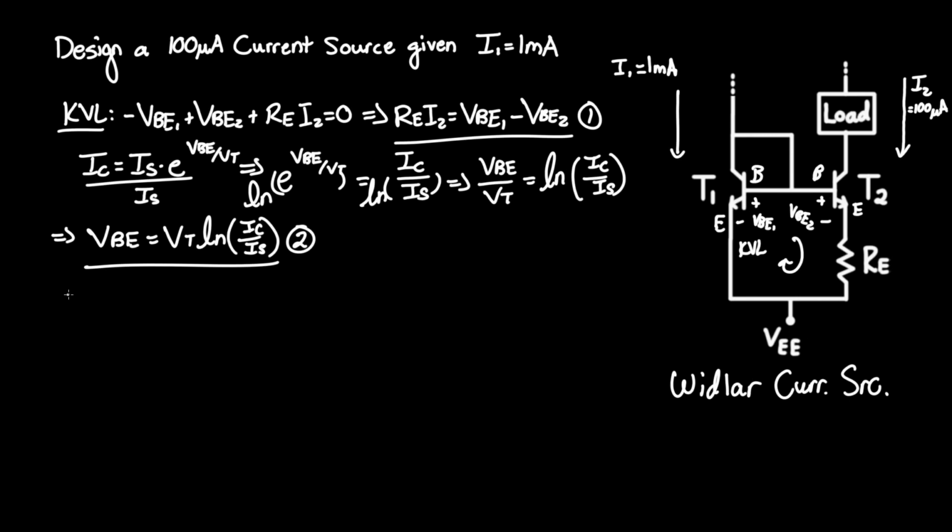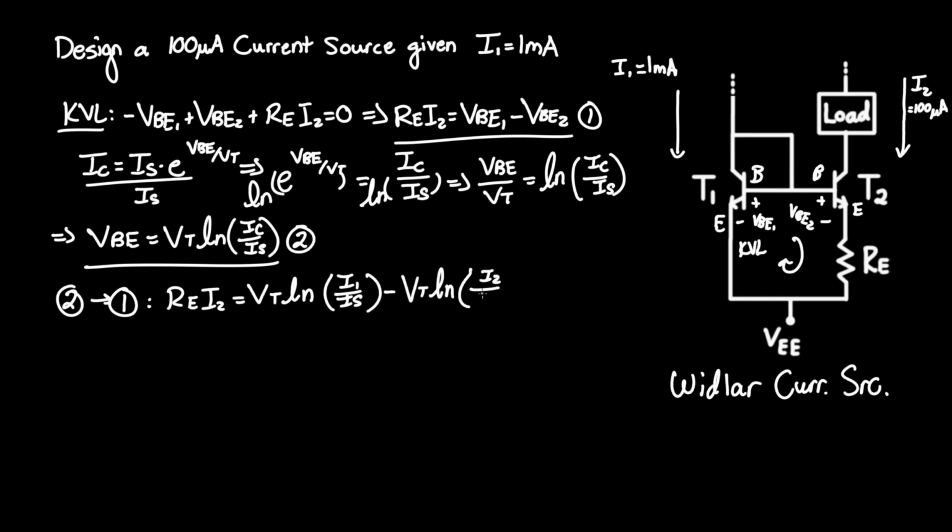So, plugging equation 2 into equation 1, we can call this VBE1 and VBE2, plugging into these two variables here. So, RE times I2 equals VT ln I1 over IS, since I1 is the current going through the collector of either T1 or T2, so we can just change that to I1, minus VT ln I2 over IS.